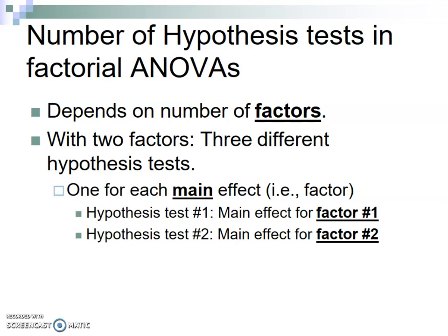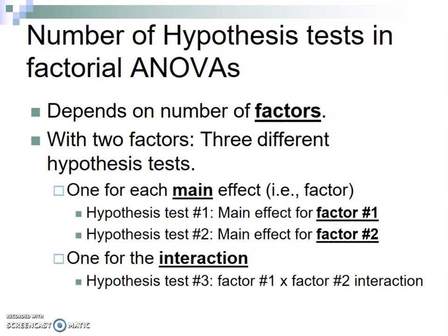We'll also have a hypothesis test that will look at the main effect for factor 2. Again, that will look at the second variable that you tested in your study, ignoring the first one. Last but not least, you will examine the interaction. So you'll have a hypothesis test that will look at the interaction between factor 1 and factor 2. I'm going to go through an example in the next video to help us understand these different hypotheses that we're going to explore in a factorial ANOVA.